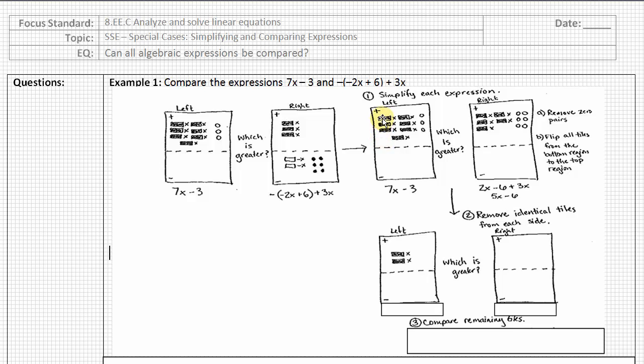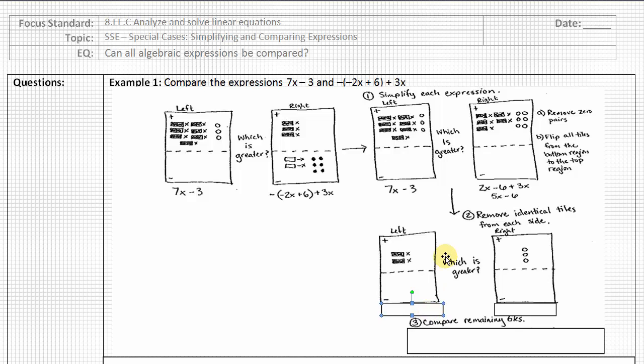So I removed everything except for 2 x's on the left. I saw that there were 5 x's over here and 7, so I took 5 x's off of both sides. But I also saw that there were 3 negatives here and 3 negatives here, so I went ahead and removed those. So in its most simplified form, we end up with 2x on the left and negative 3 on the right, and we want to compare and see which is greater.